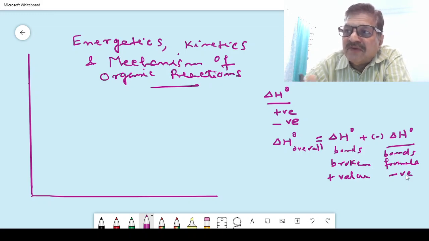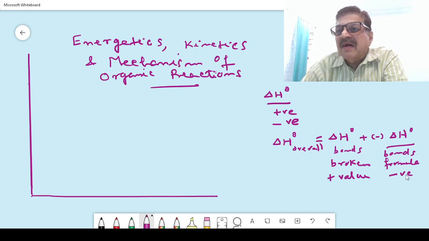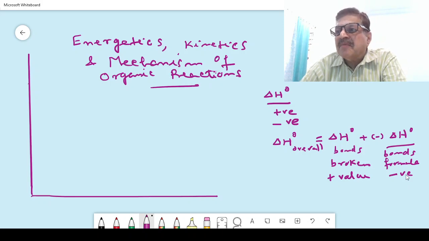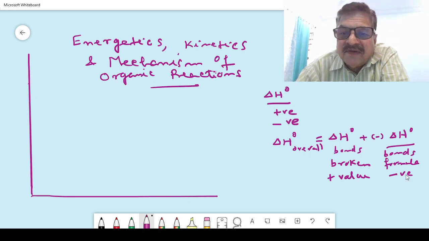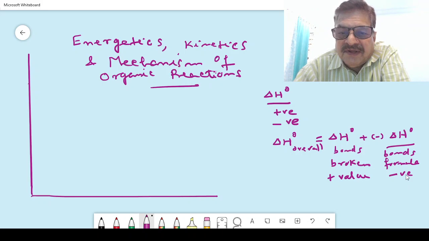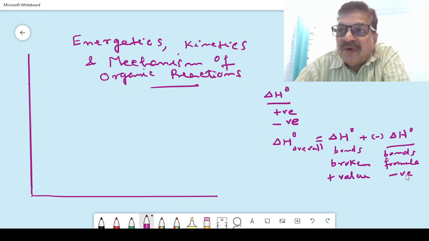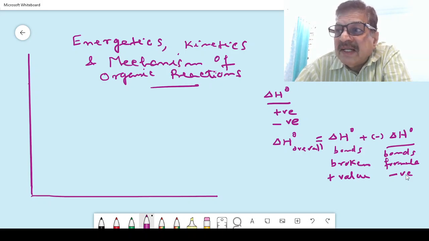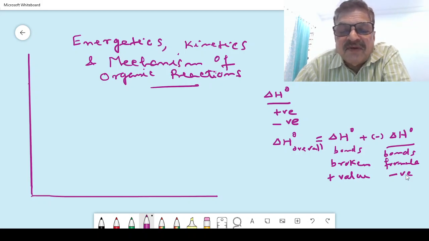Now, in all exothermic reactions, the products will be of lower energy. That is, in an exothermic reaction the products will be lower in energy than the reactants. That is why it results in the release of heat or energy. In the case of an endothermic reaction, it will be the converse: the products are higher in energy than the reactants. Therefore, a continuous supply of energy is needed for the reaction to proceed further.